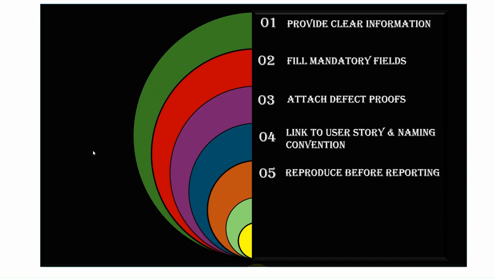The fifth point is reproduce before reporting. Before you report your defect, make sure you're reproducing it. First you found the issue and were able to reproduce it. Before reporting, try to reproduce it once again. If you're still able to see the issue, then go ahead and report it. If you're not able to reproduce the defect, the developer may get back to you saying, I'm not able to reproduce it in my environment, it's working fine for me. To avoid those confusions, reproduce your defect once again before reporting it in Jira.